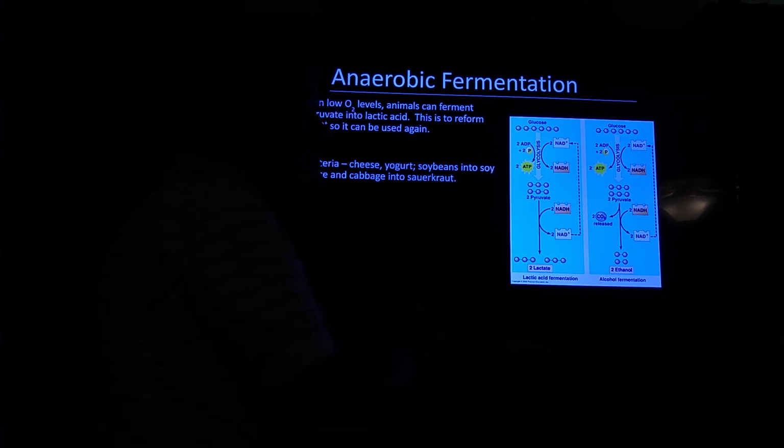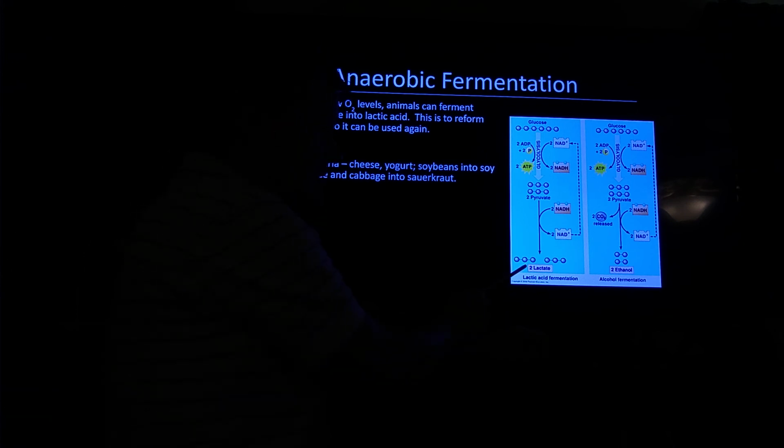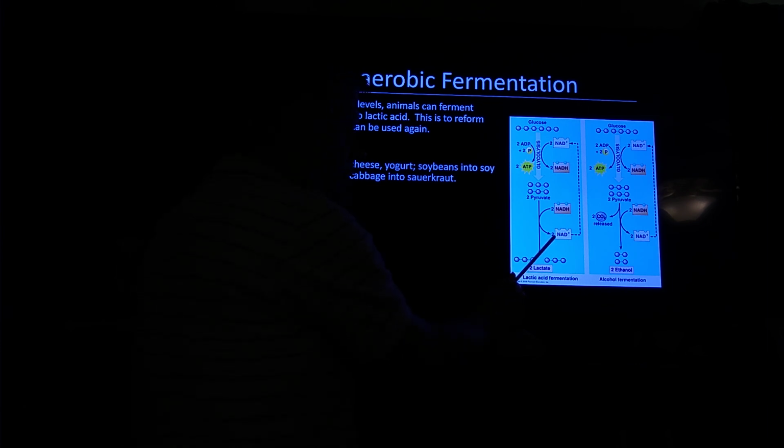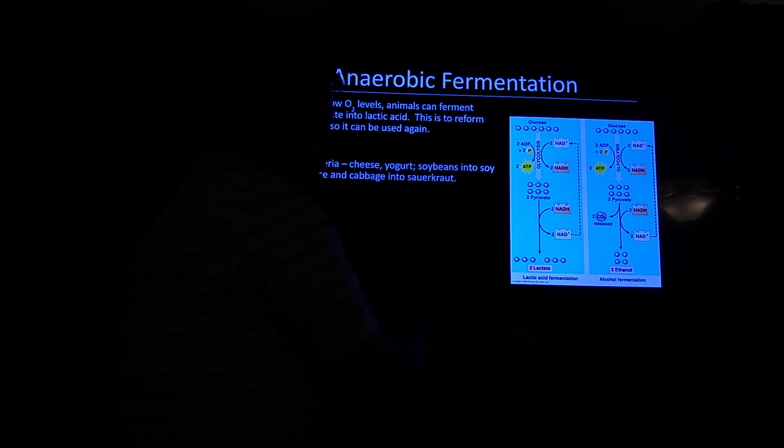This is the only way at the moment I can get energy. So I have to continue to do glycolysis. I have to get rid of that pyruvate so I can continue to do glycolysis. The way I get rid of the pyruvate is converting it into something called lactic acid. That reforms my NADHs, so I can keep doing this process of glycolysis.